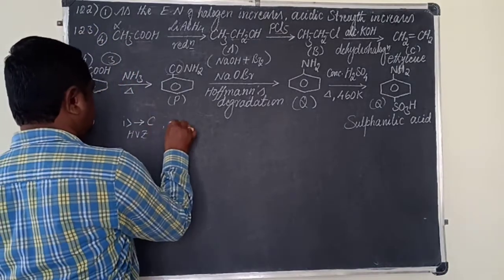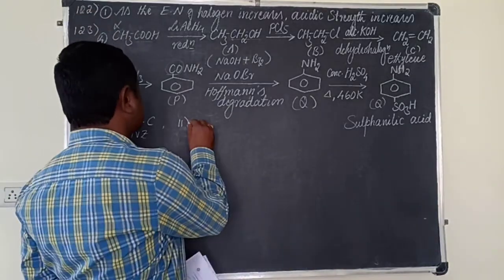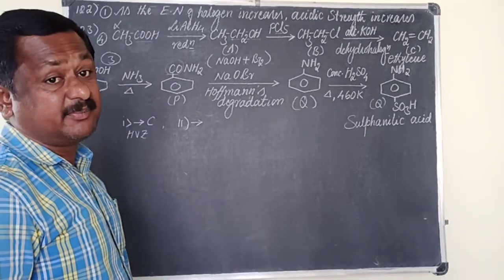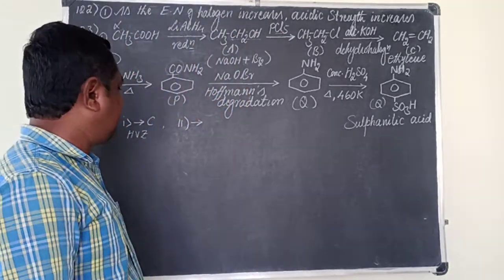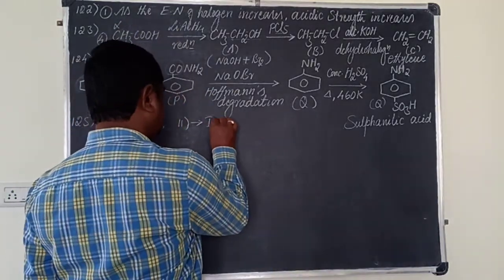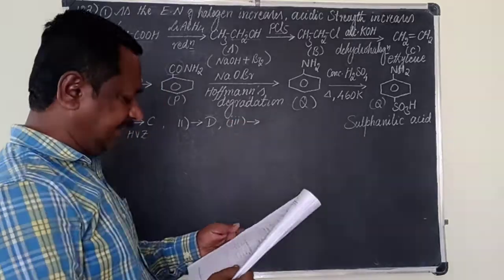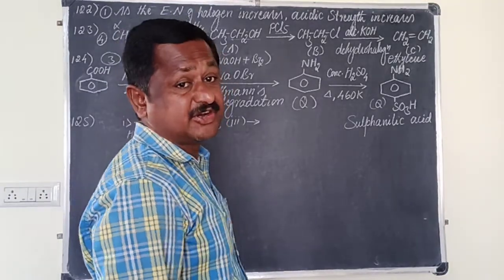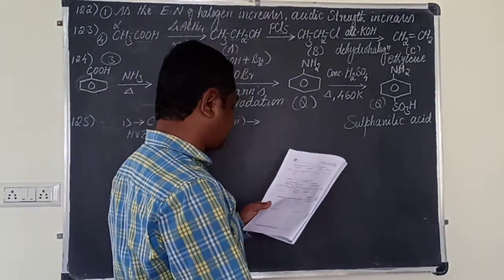Second one, sodium phenate. Preparation by the Kolbe reaction: sodium phenate is heated with carbon dioxide at 140 degrees Celsius to give salicylic acid. That is the Kolbe reaction. Option D to 2A. Next, 3, methyl cyanide, a nitrile. It is used for the preparation of an aldehyde by Stephen's reaction, or Stephen's reduction. Option A.